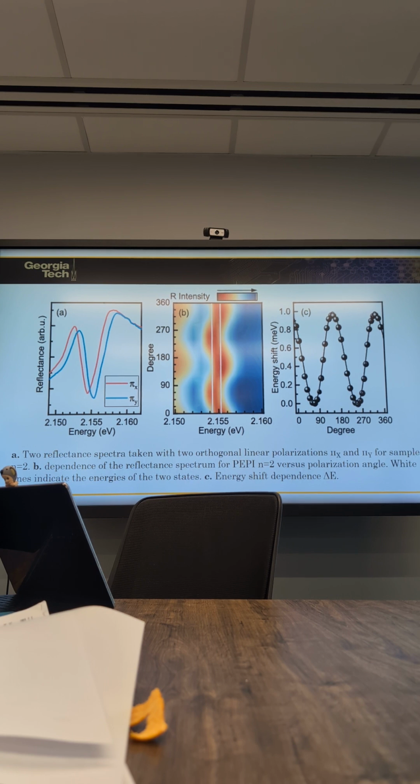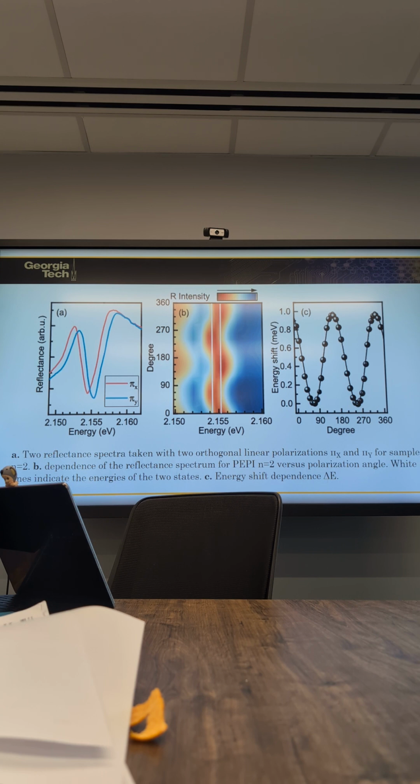So I have some notes here. In this case, for figure A, this is a reflectance spectra with linear polarizations, pi x and pi y. It's used for n equals 2, and they want to know the energy shift between the transitions for pi x and pi y, which correspond to the polarizations. Why? Because this is a signature of the bright exciton FSS, which we are going to talk about in a moment.